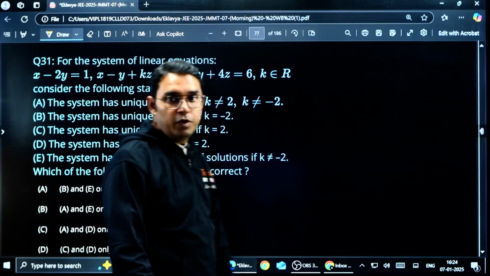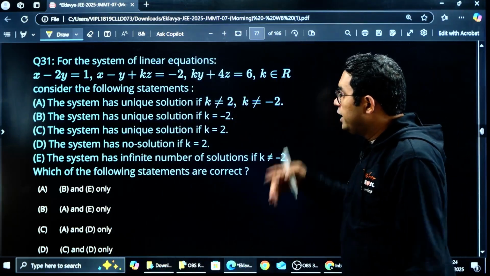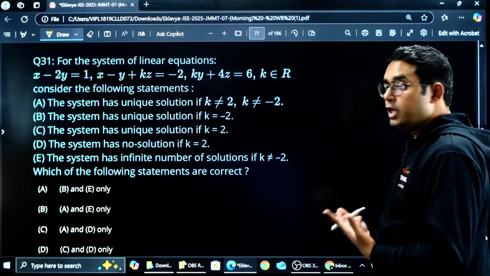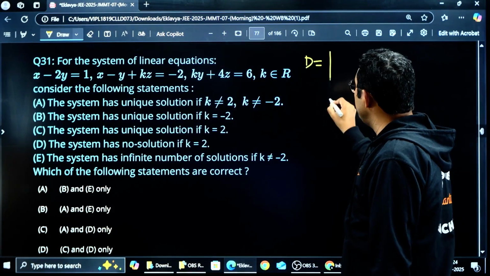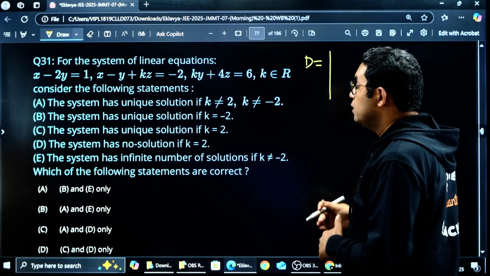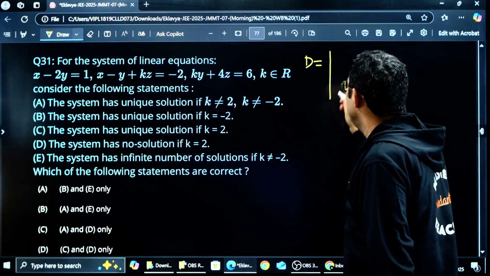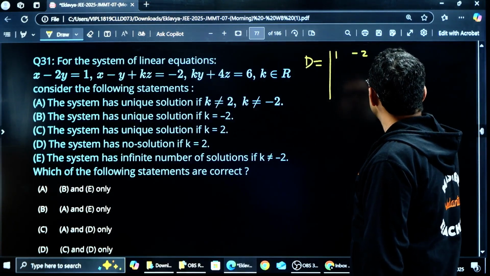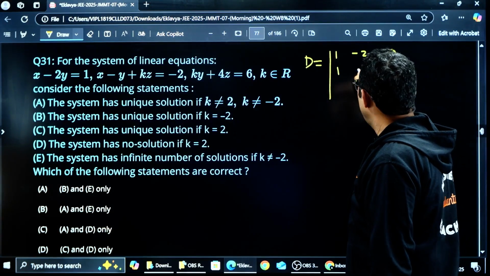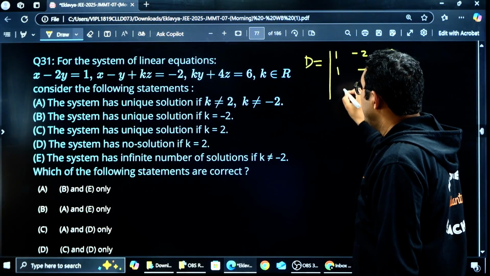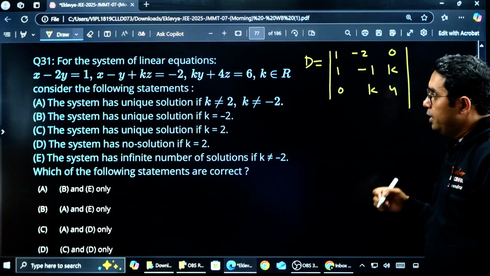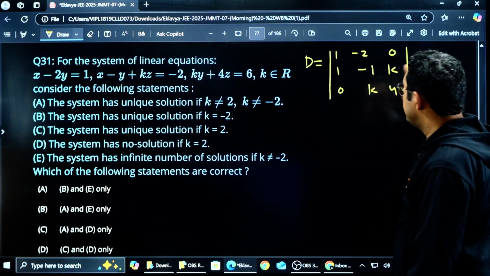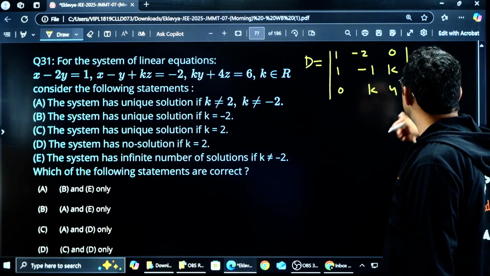For the system of linear equations, we have to find when it will have a unique solution and when it will not. So for these three equations, I calculate the value of the determinant here. That is 1, -2, 0, and 1, -1, k, and here it is 0, k, and 4. If we want a unique solution, then this should not be equal to 0. Let us first try to find the value of this.